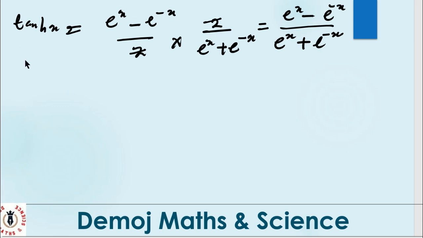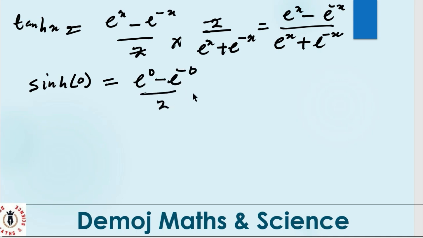Now, the first we have is to evaluate the hyperbolic function sine of 0. The sine of 0 will be the same thing as e raised to the power of 0 minus e raised to the power of minus 0, over 2. e raised to the power of 0 is 1. That becomes 1 minus e raised to the power of minus 0, which is the same thing as e raised to the power of 0, that's still 1, over 2. 1 minus 1 is 0 over 2.